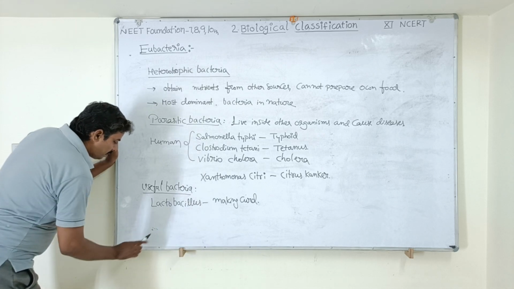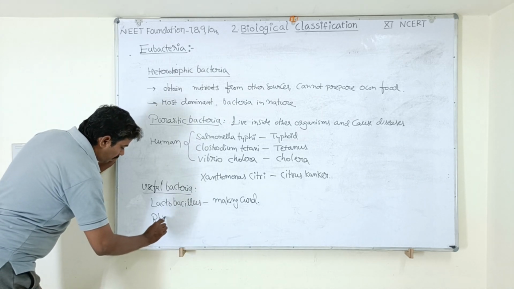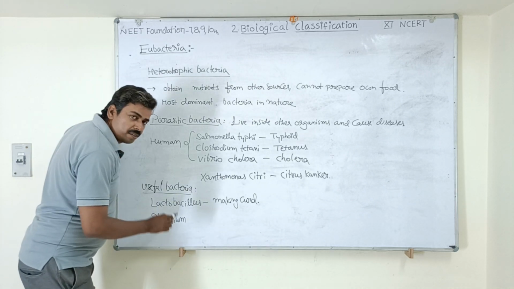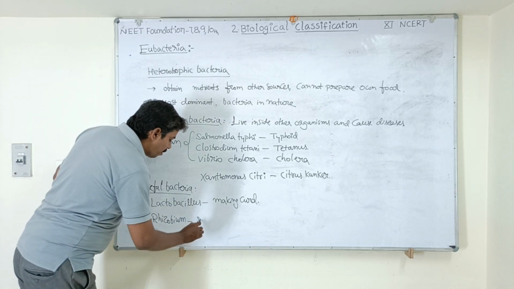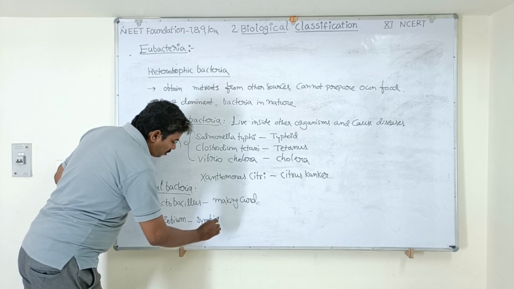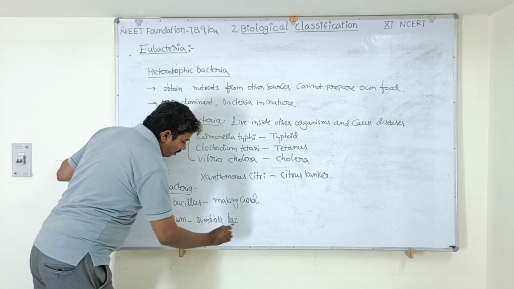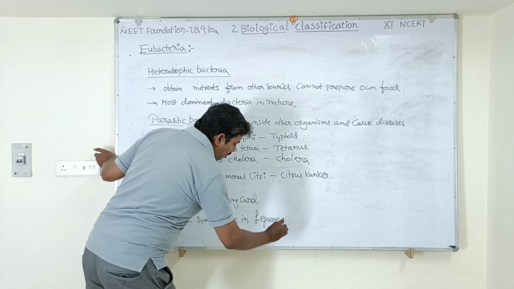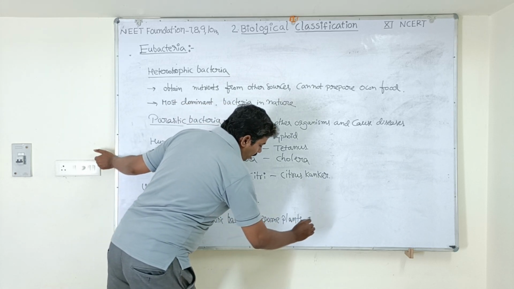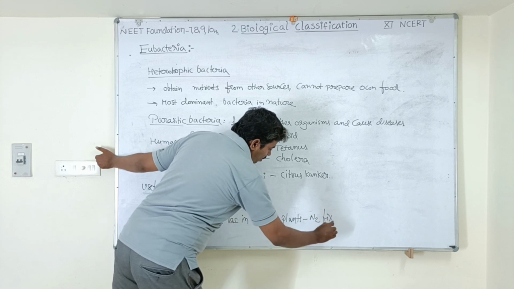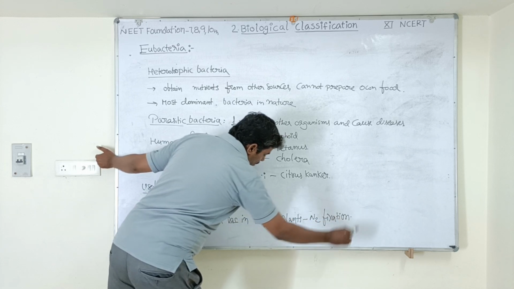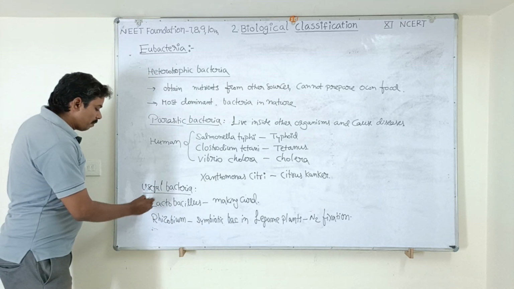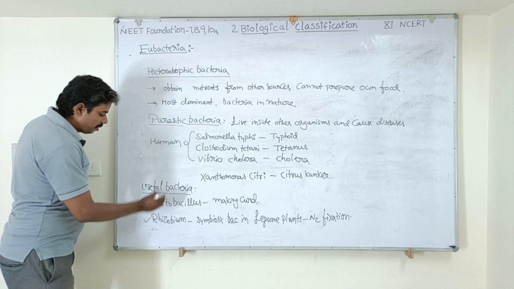Okay. So next, Rhizobium. This bacteria is useful for nitrogen fixation. It is a symbiotic bacteria in legume plants like groundnut, which help in nitrogen fixation. So like this, the Eubacteria also includes useful bacteria like Lactobacillus and Rhizobium.